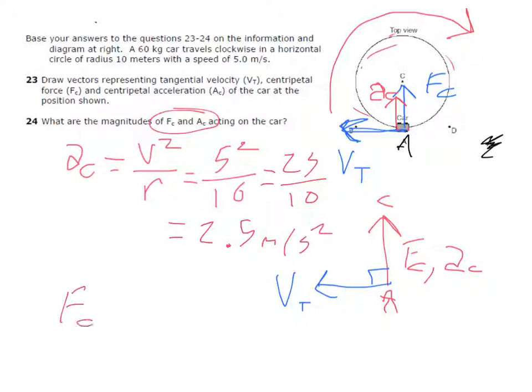Fc is equal to, well, force is equal to mass times acceleration. So it's equal to the mass of 60 kilograms times 2.5. So it's equal to 150, and units for force are always newtons.